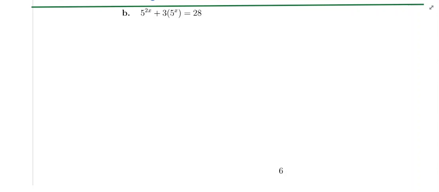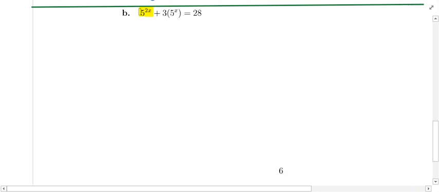In example 2b, we are trying to solve the equation 5 raised to the 2x power plus 3 times 5 raised to the x power is equal to 28. This is an exponential equation. You see the variable x in this term. The x is located in the power, and the x is also located in the exponent in this piece, okay?